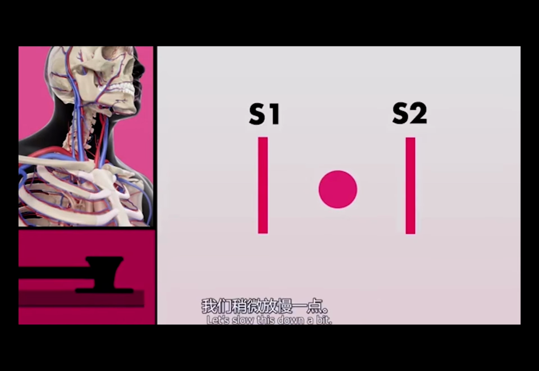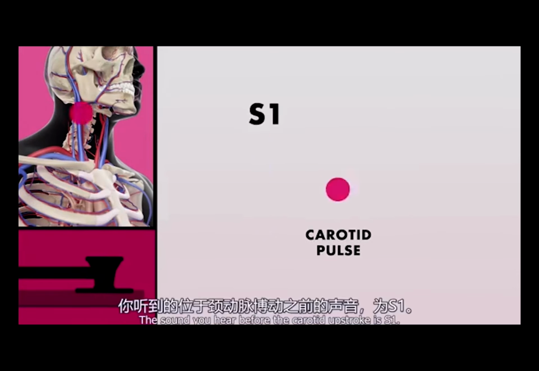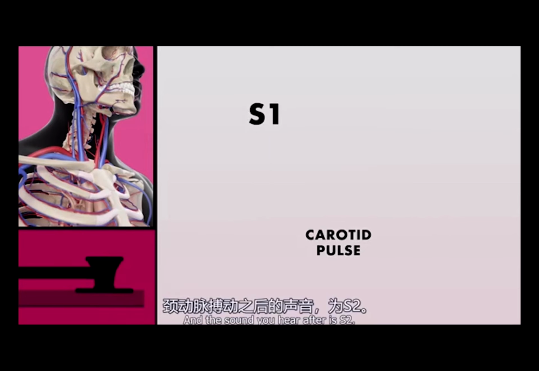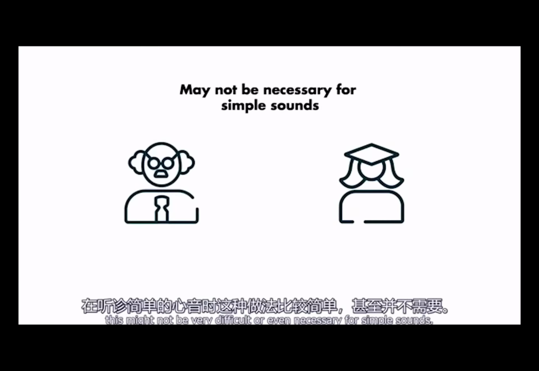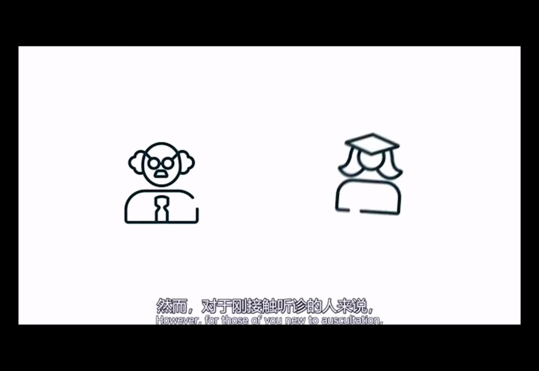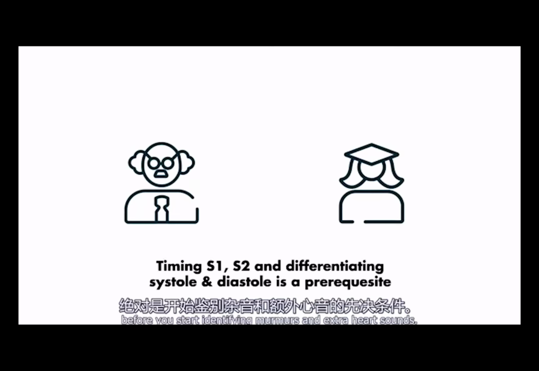Let's slow this down a bit. You'll want to time each carotid upstroke or pulse to each sound you hear. The sound you hear before the carotid upstroke is S1, and the sound you hear after is S2. For experienced providers, this might not be very difficult or even necessary for simple sounds. However, for those of you new to auscultation, figuring out when systole and diastole occur is an absolute prerequisite before you start identifying murmurs and extra heart sounds.